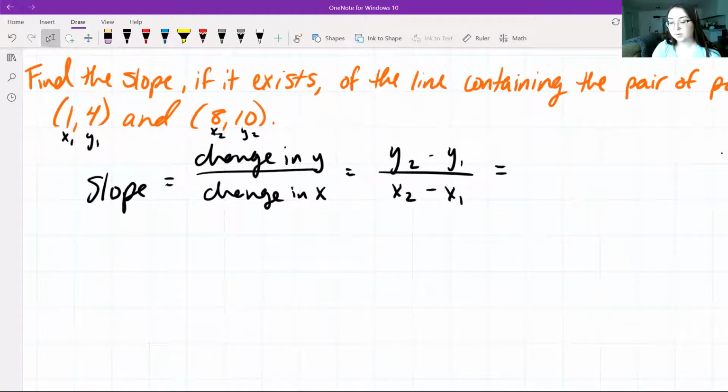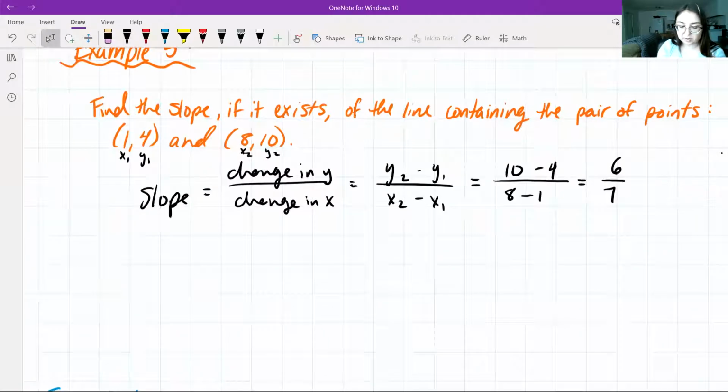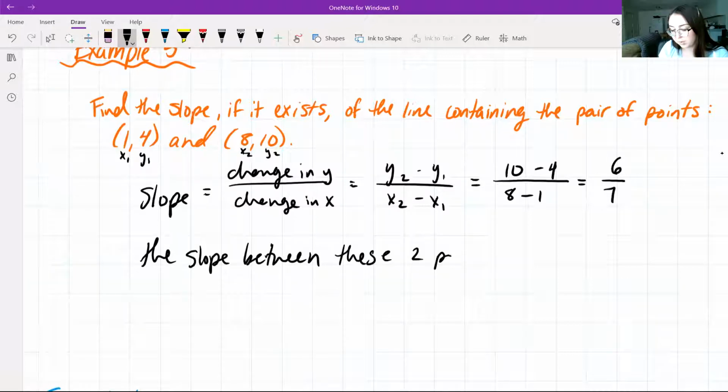So if we pick y2, it's going to be 10 minus y1, which is 4, divided by x2, which is 8, minus x1, which is 1. And this is going to give us 10 minus 4 is going to be 6. 8 minus 1 is going to be 7. So we get 6/7. So we know the slope between these 2 points is 6/7.